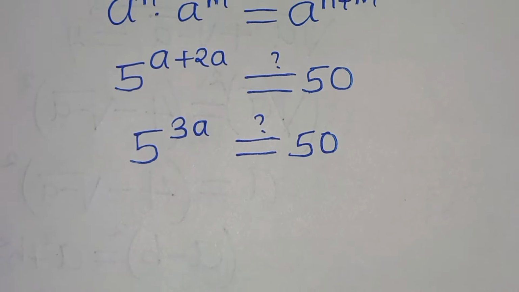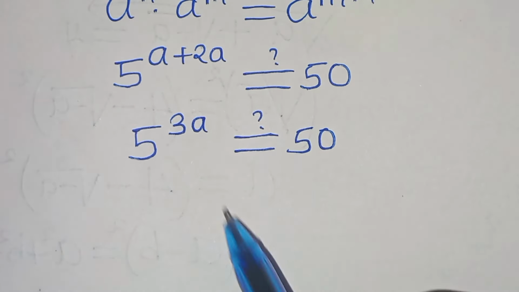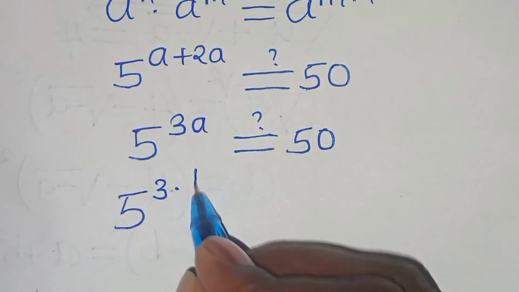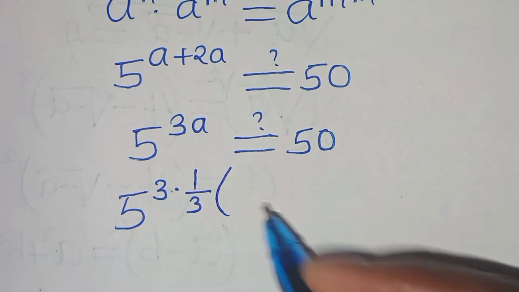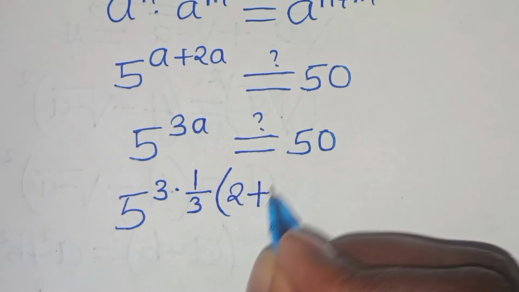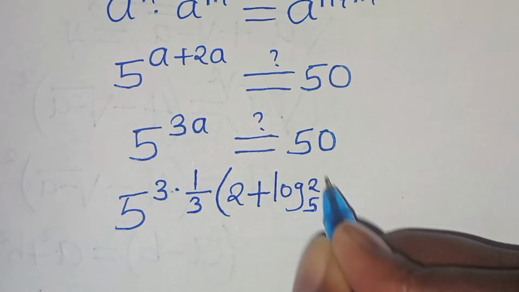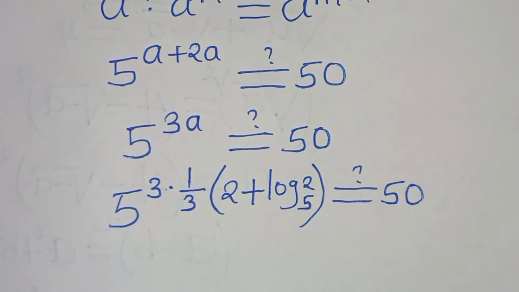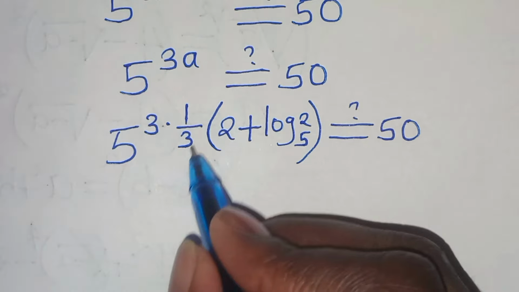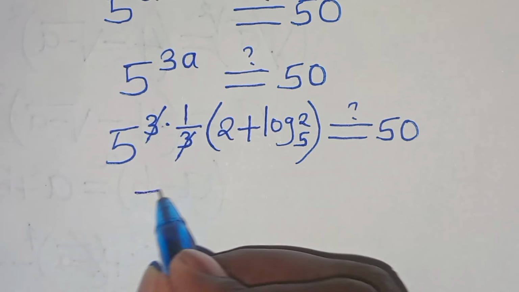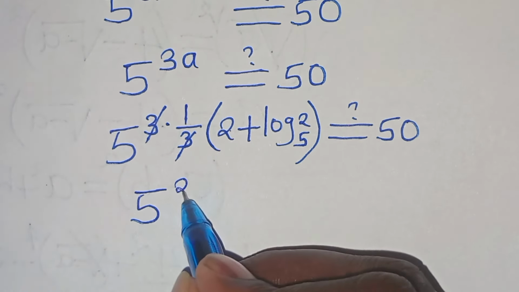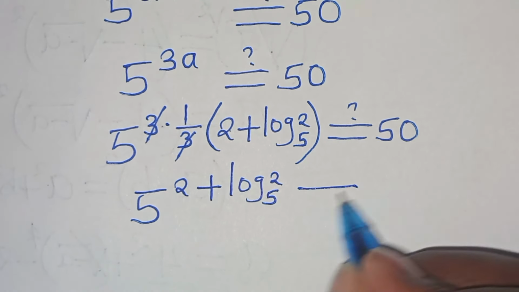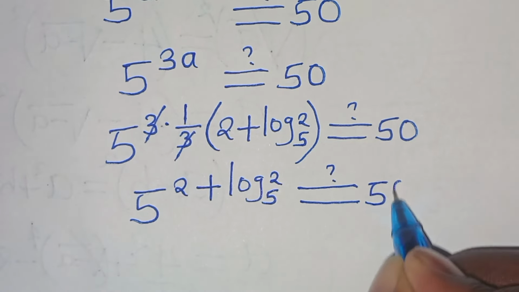Now, let's substitute the value of a from here. We have 5 to the power of 3 times a, which is 1 over 3 into the parentheses, 2 plus log 2 to base 5. This should give us a value of 50. Let's simplify 3 and 3 from here, so that we have 5 raised to the power of 2 plus log 2 to base 5. This should give us a value of 50.